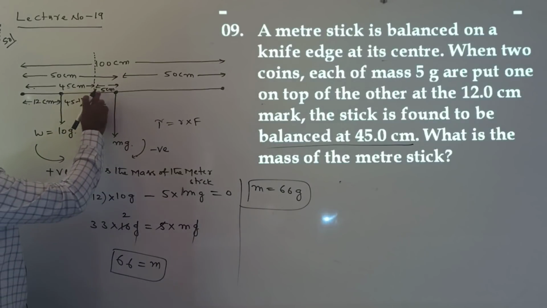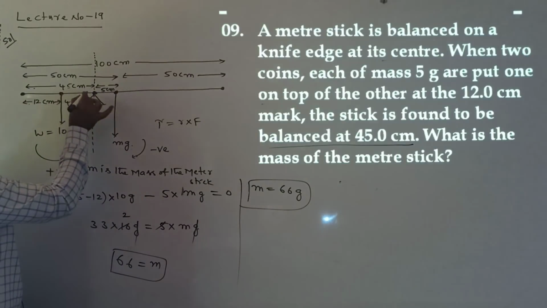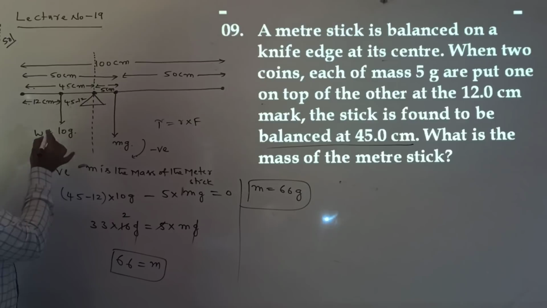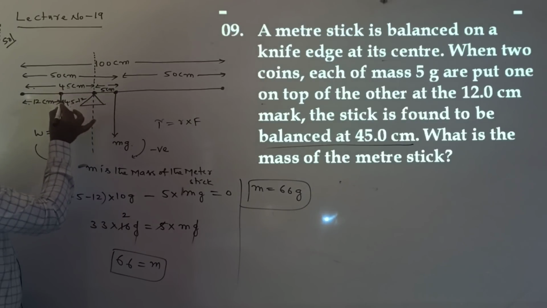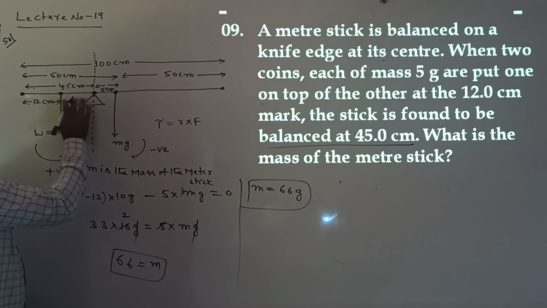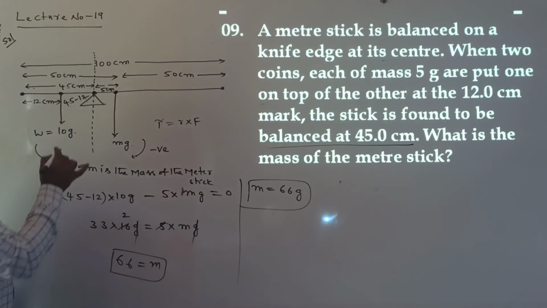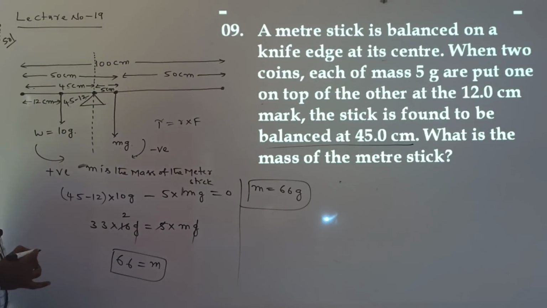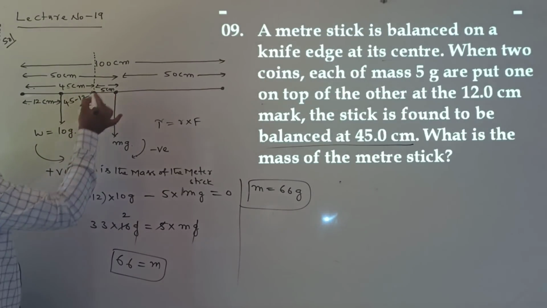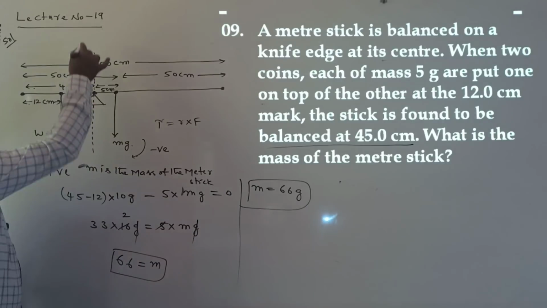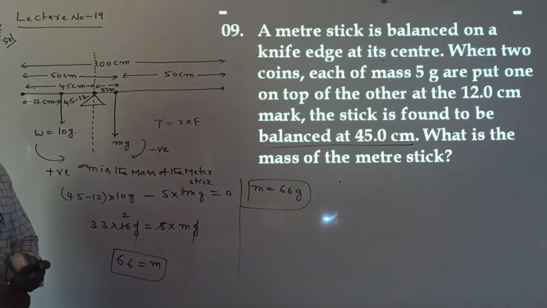From this point to this point is 5 centimeter. This point to this point is 45 minus 12, because up to here it is totally 45 and this is 12. So this point to this point distance is 45 minus 12, and this point to this point distance is 5 centimeter. About this axis I want to find the total torque.